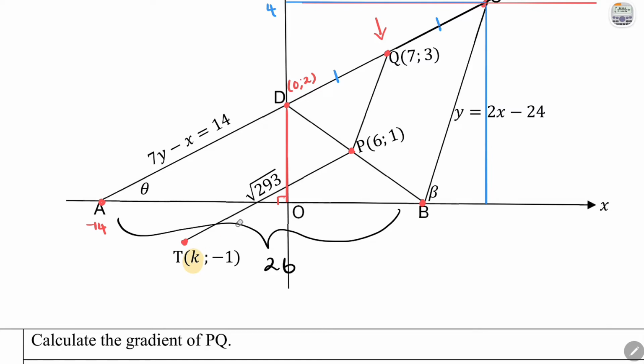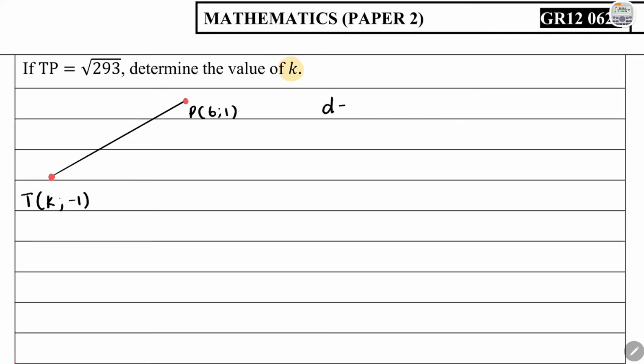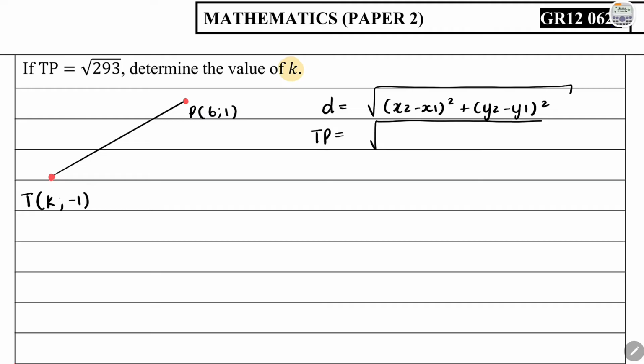We can take that as x1 and that's x2 and y1 and y2. And then we'll just substitute that we know what the length of this line is. Okay, let's go. So the distance formula looks like this. We're saying TP is equal to the square root of x2 minus x1. So that's k minus 6. I'll just keep that as x2 because I want the k to be in front.